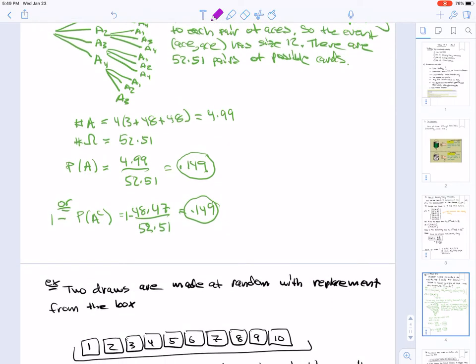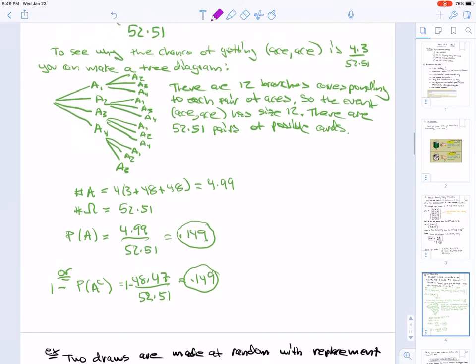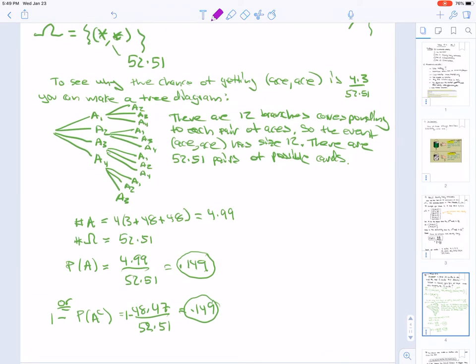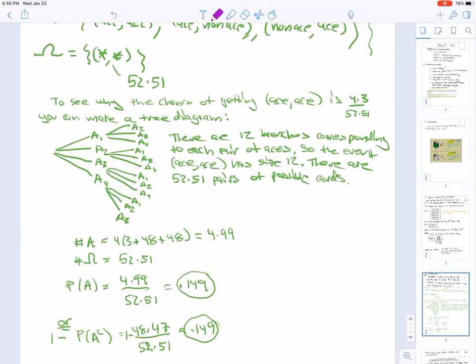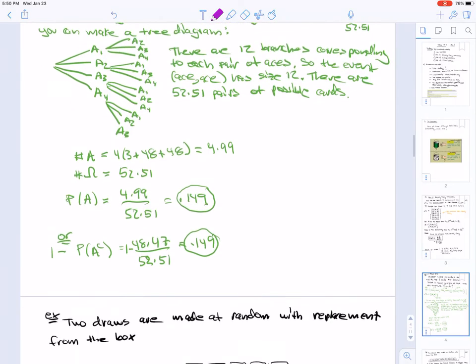Another way to do this was to recognize that you can find the complement of A, which is that you get no aces, and then what we're looking for, the probability of at least one ace, is 1 minus the probability that there are no aces. The probability that there are no aces would be 48 times 47 over 52 times 51, because there are 48 non-aces to choose from for the first draw, and then 47 for the second draw. In both ways you get the same answer.